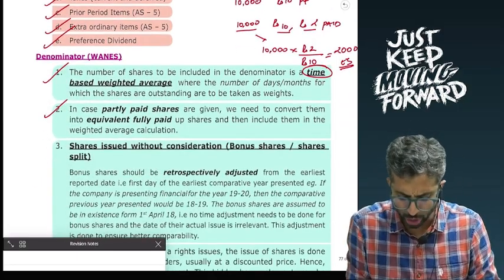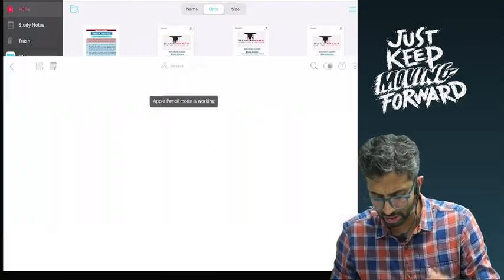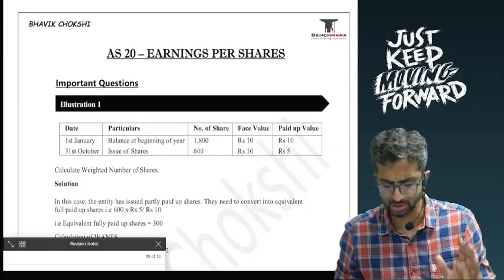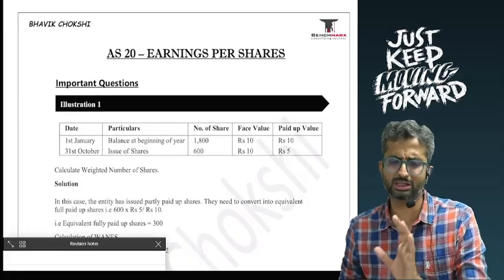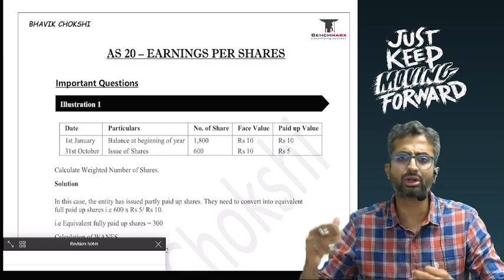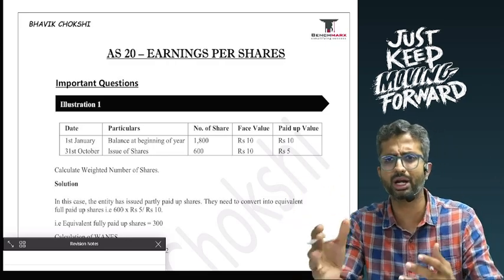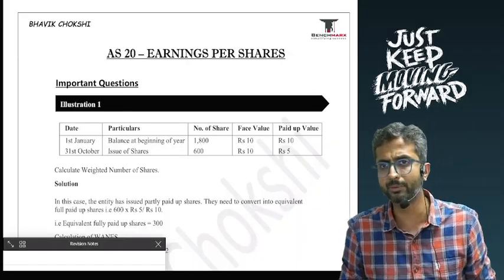Now, keeping this into consideration, before you go to the other special cases, we will take a few important questions. We have shortlisted around 6-7 questions, which cover all the topics: partly paid shares, right shares, bonus shares, diluted EPS, control number. So we will try to solve that so that you get a better understanding.